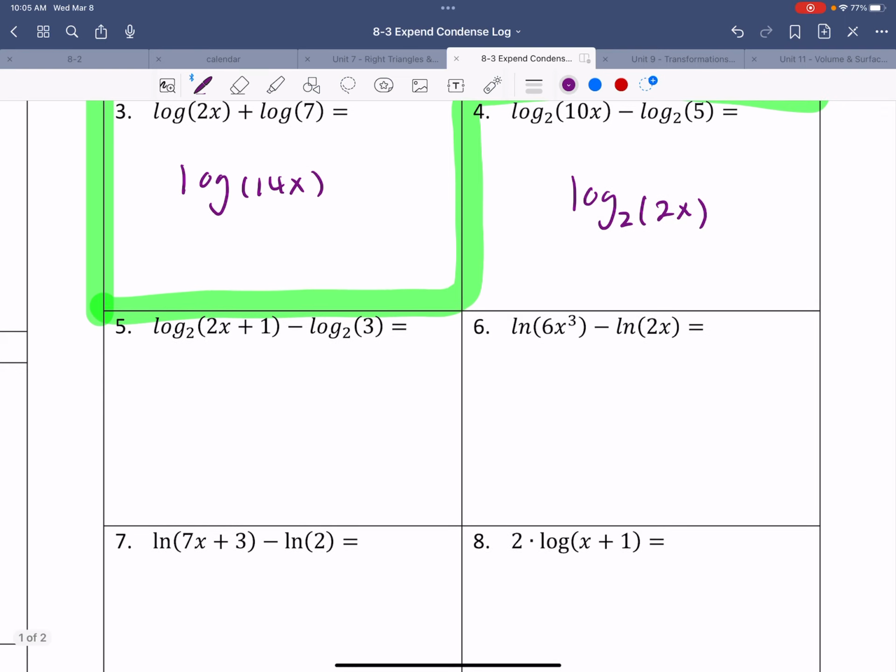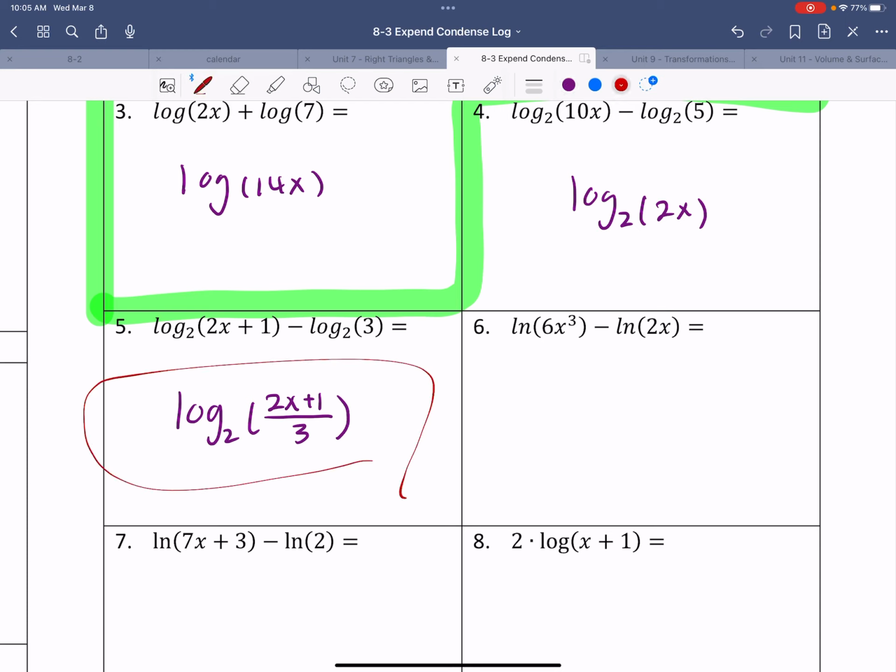But question number 5, let me go over this one. So here, it's divide, right? So on the top, you're gonna have 2x plus 1 divided by 3. The thing is, you cannot simplify this one further. So that's it, okay?